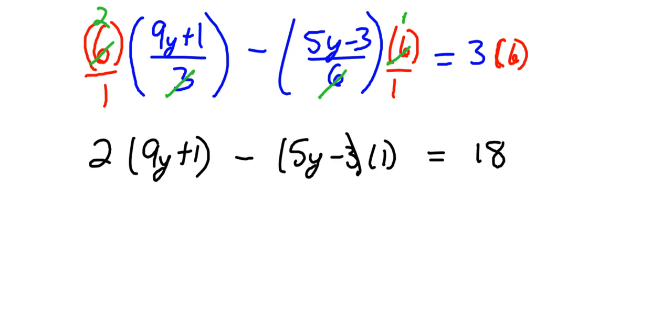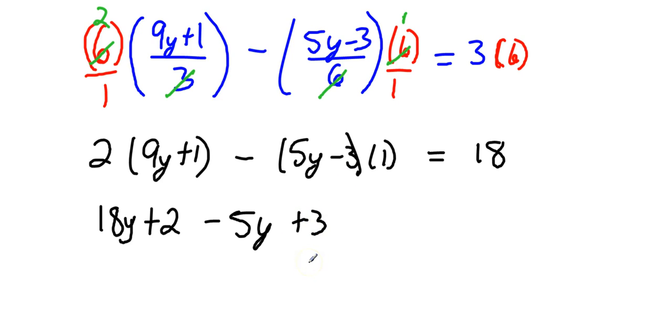So, doing distributive property, you've got 18y plus 2. And this one, you're doing 1 times this one, but again, it's the negative that's in front. So it's negative of 5y. But it's also the negative of minus 3. So that would make it a plus 3.